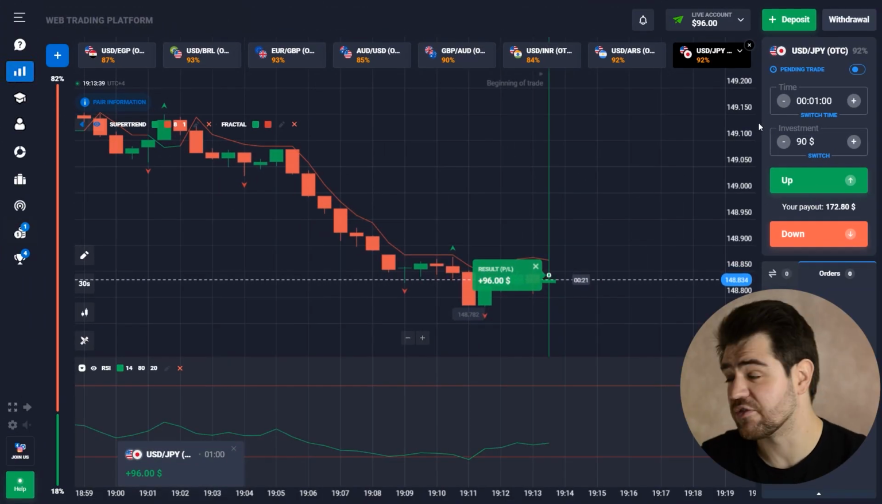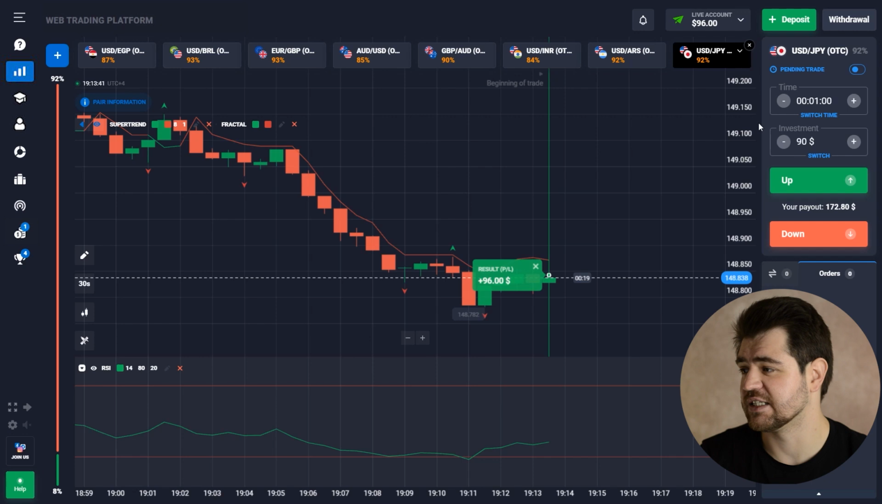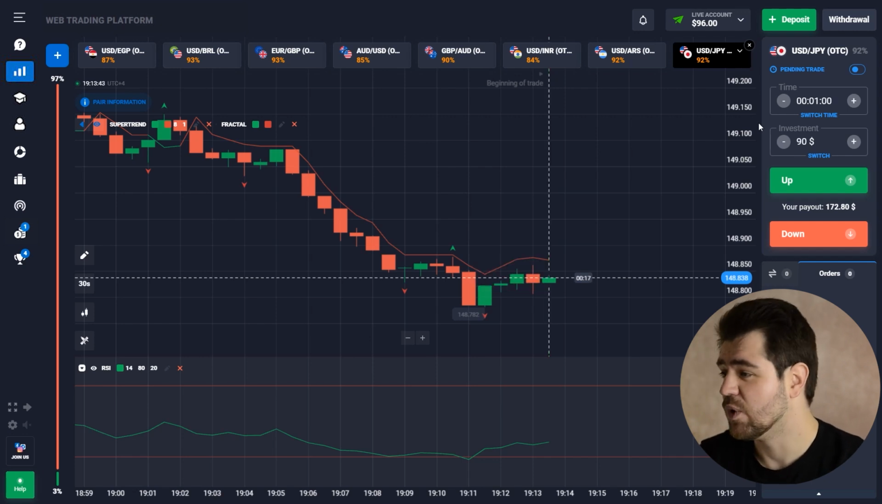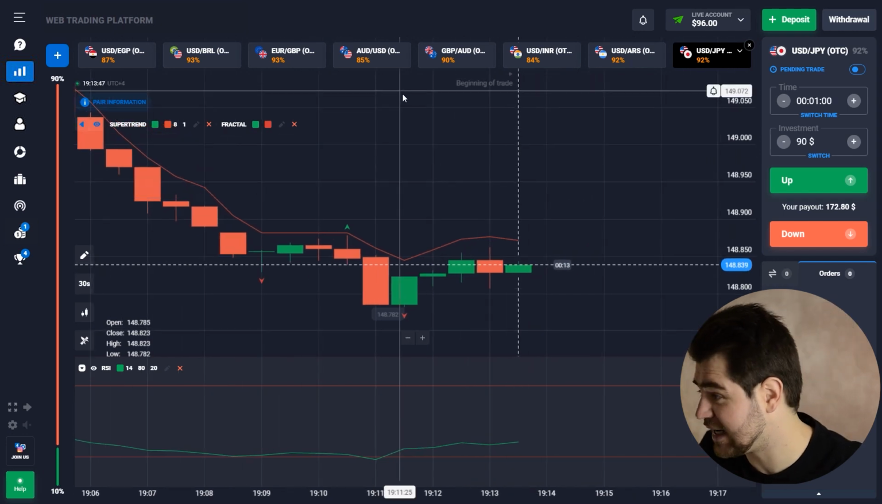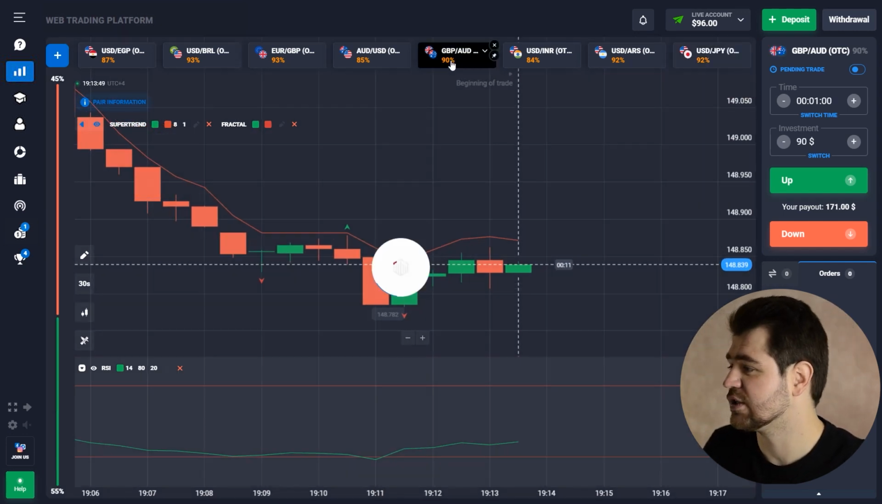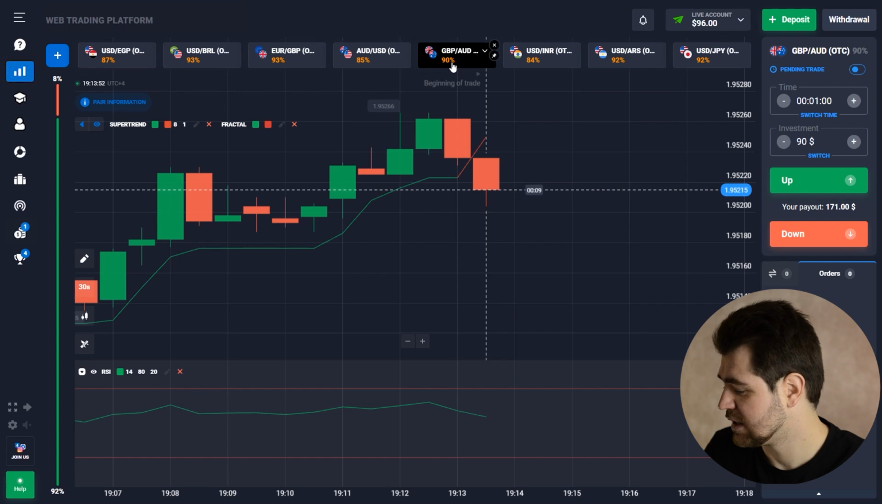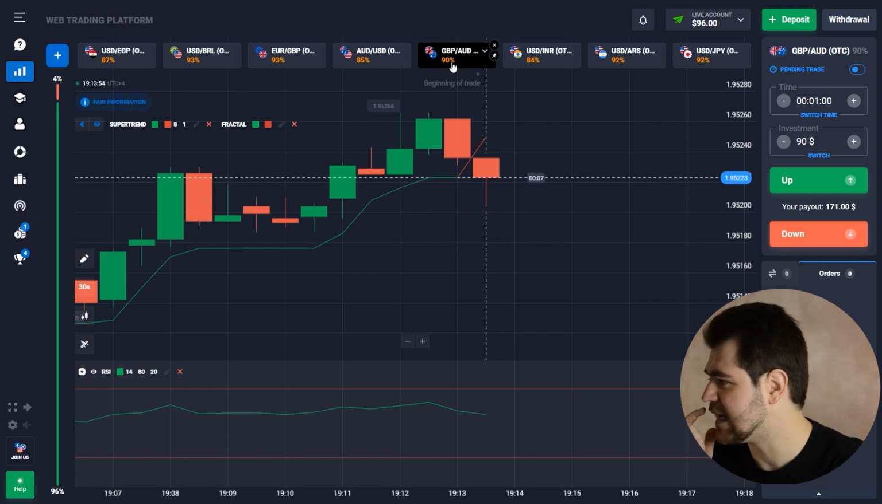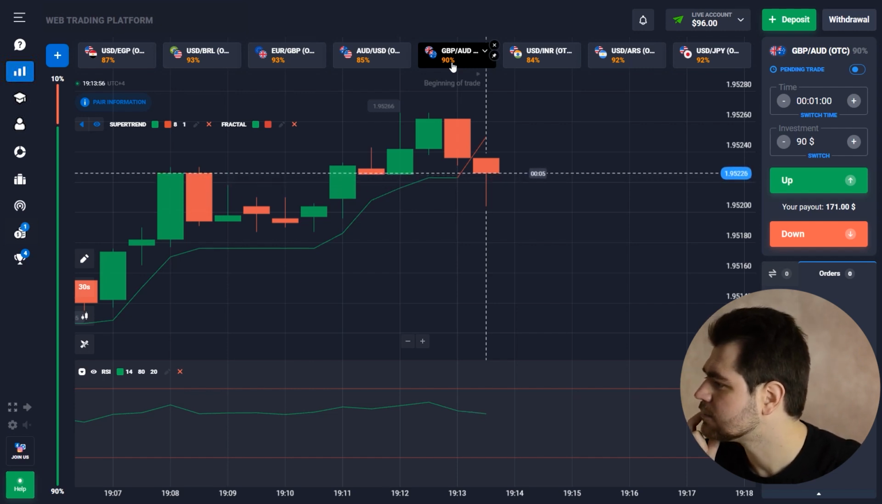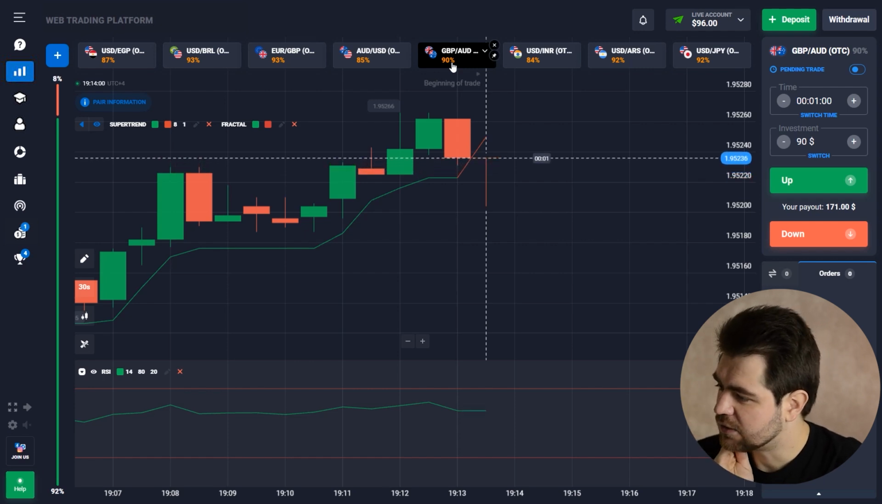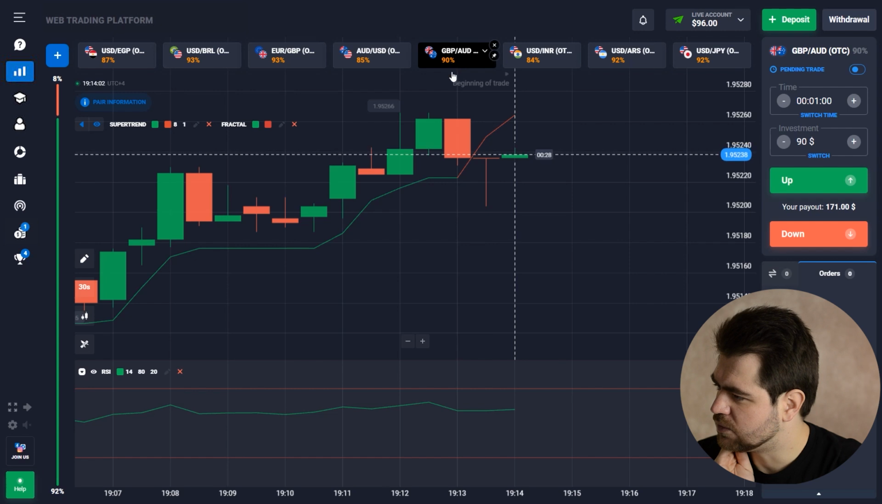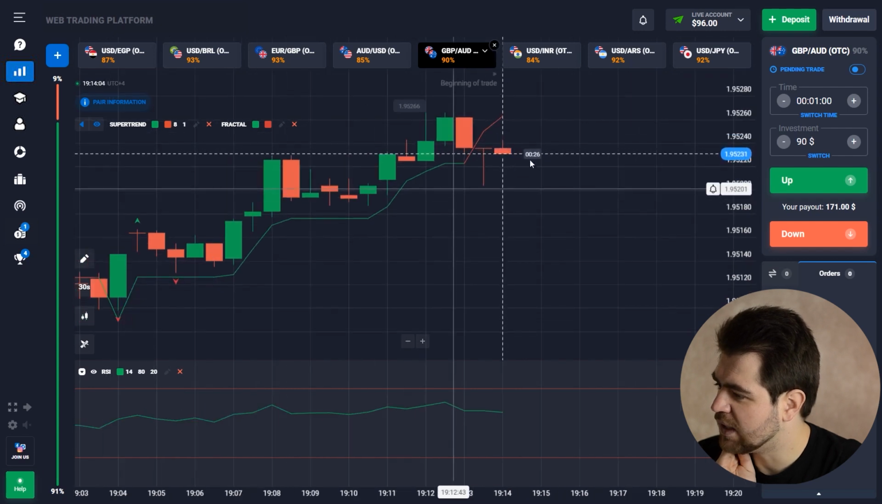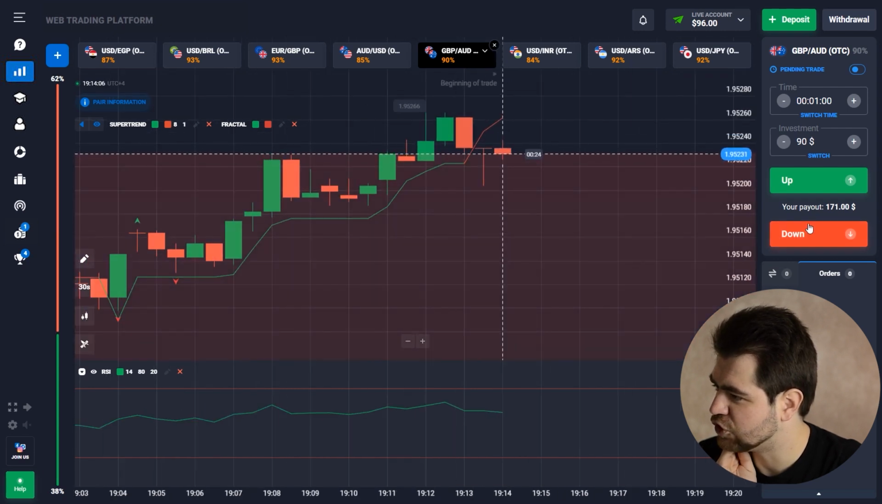Here's the first profit from this option, $96. We're gonna continue with $90 for our next option. I already put that in, and let's change the currency and look at that. Right, so I'm gonna go with a short here.